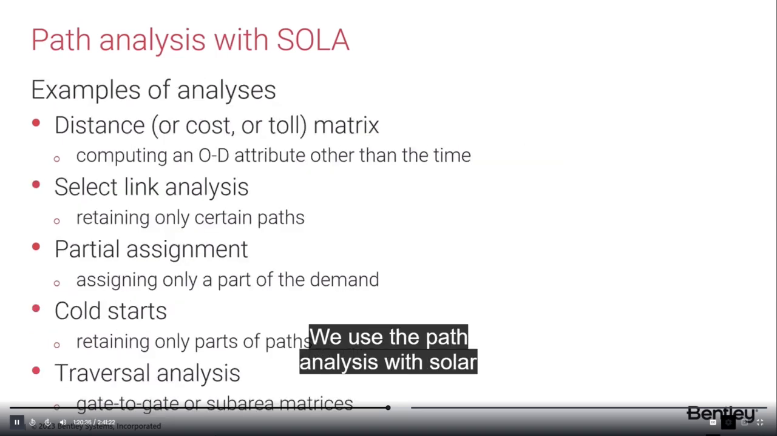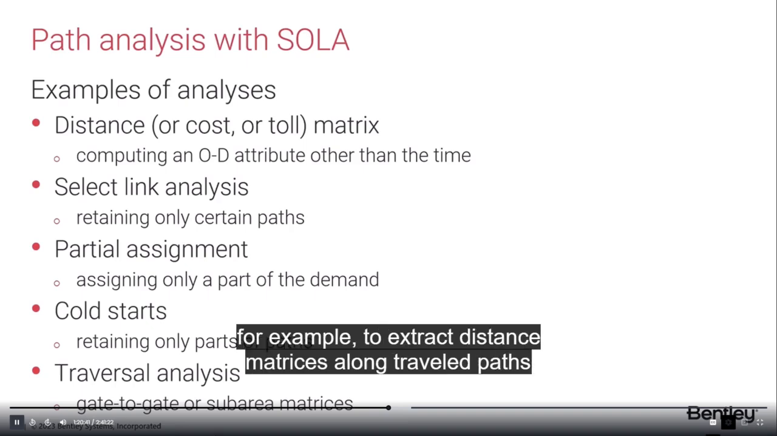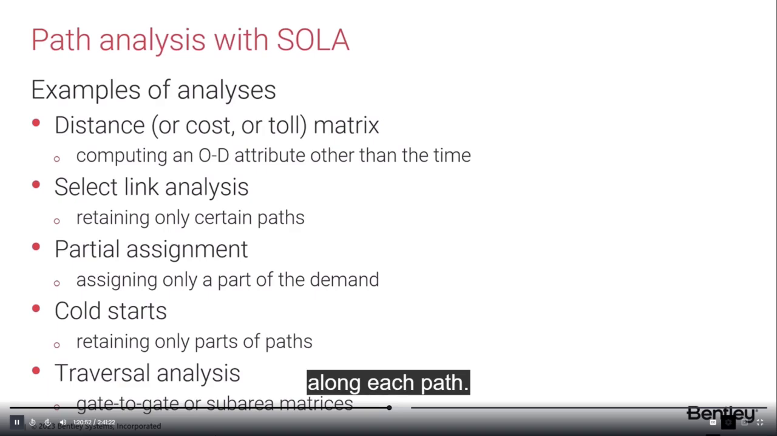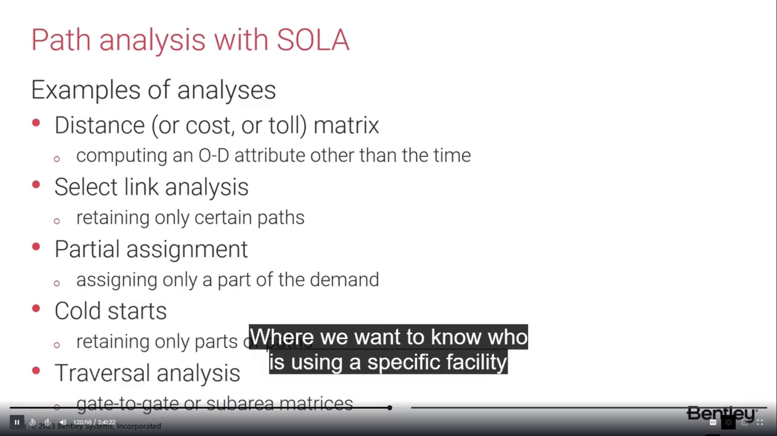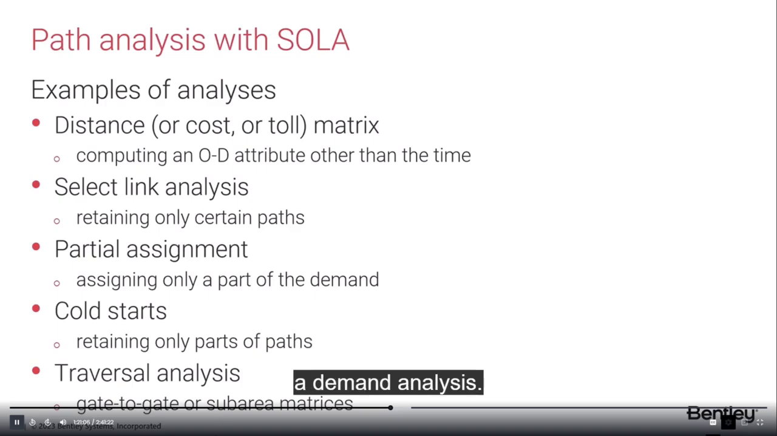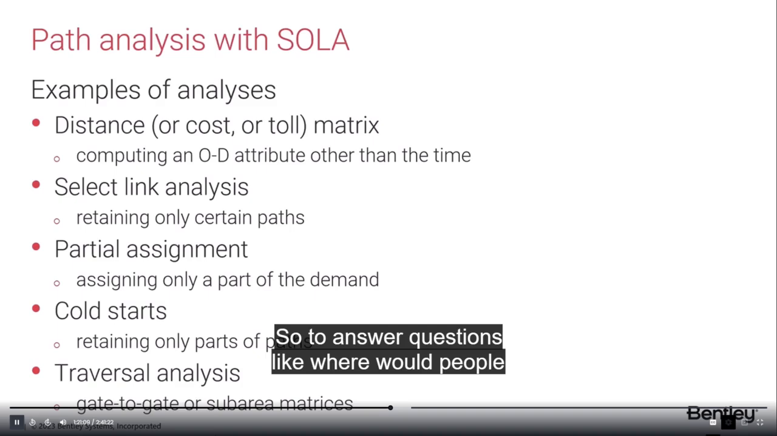We use the path analysis with Solar to do a lot of different types of analysis. For example, to extract distance matrices along traveled paths for each OD pair, or to extract the total cost or the toll along each OD pair. To run a select link analysis, where we want to know who is using a specific facility, or to do a partial assignment, aka a demand analysis. So to answer questions like, where would people go if we close a facility? What would be their diversion paths?